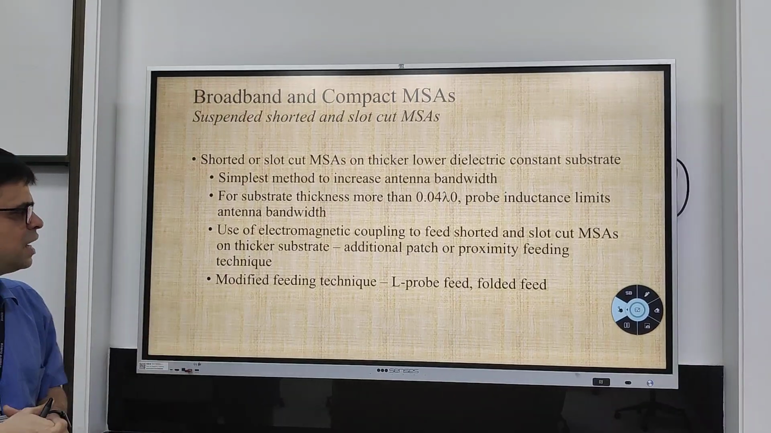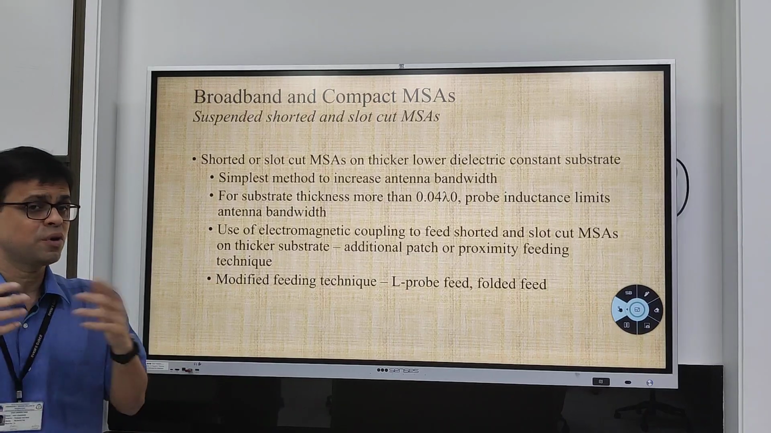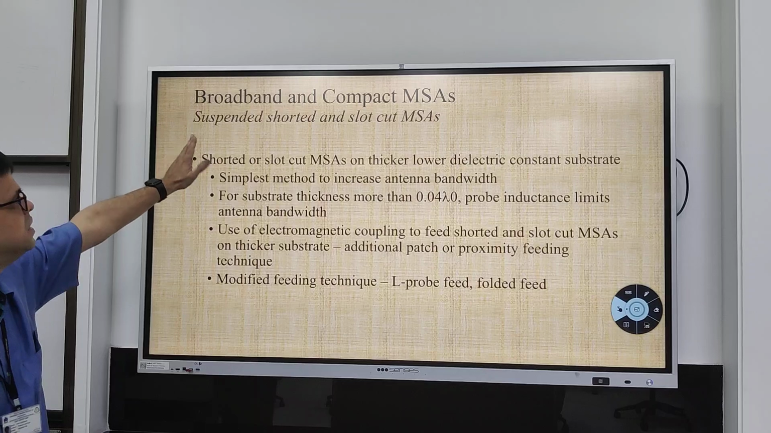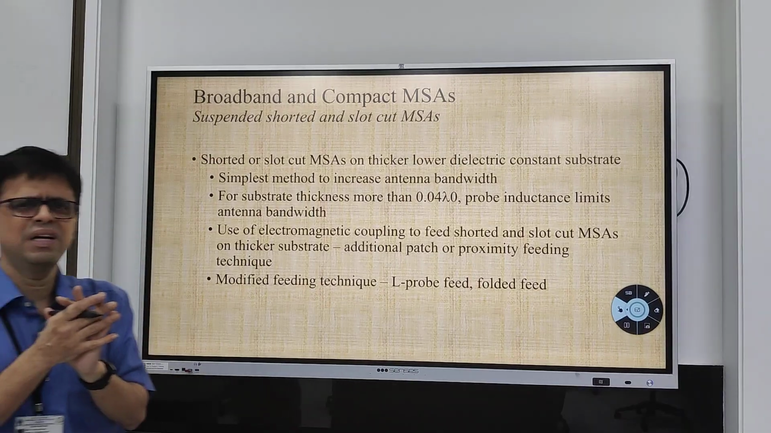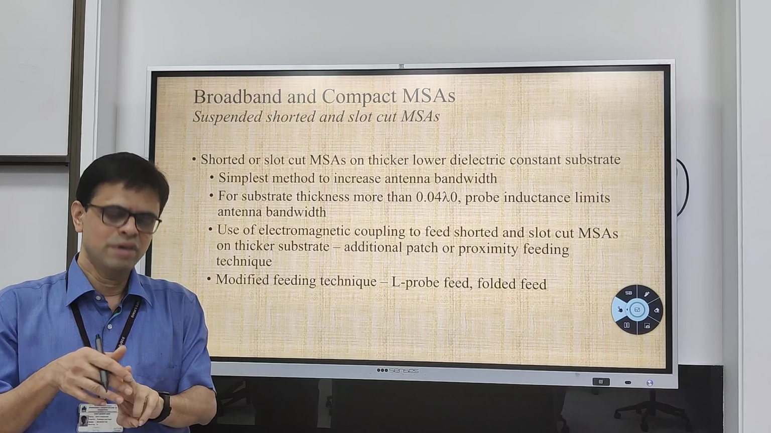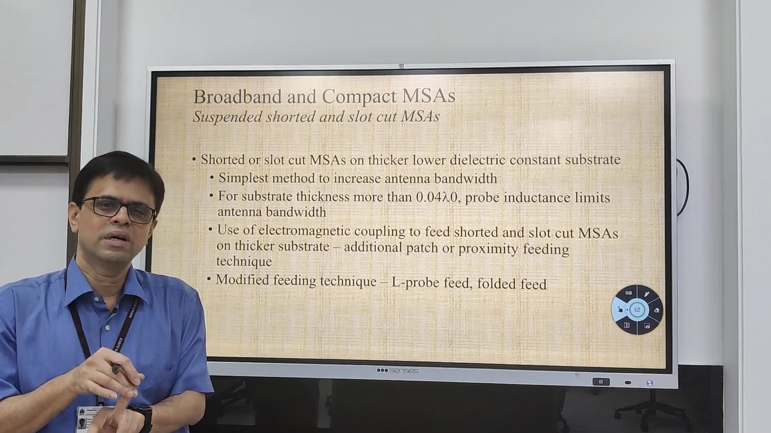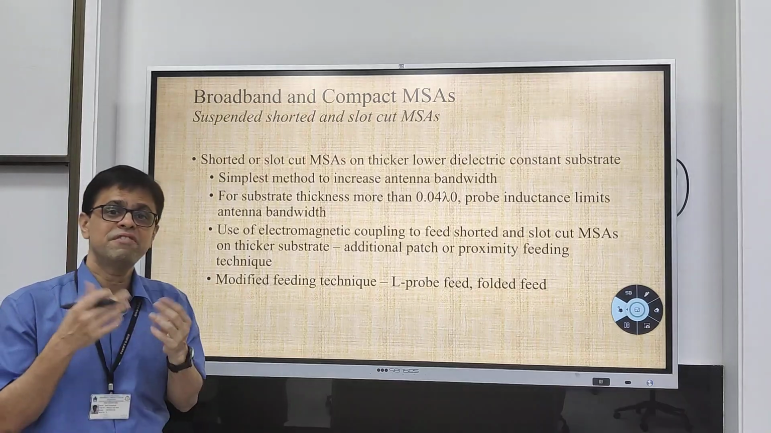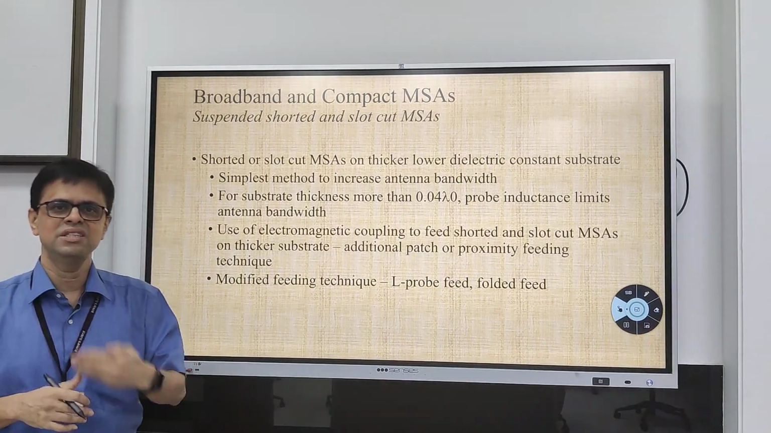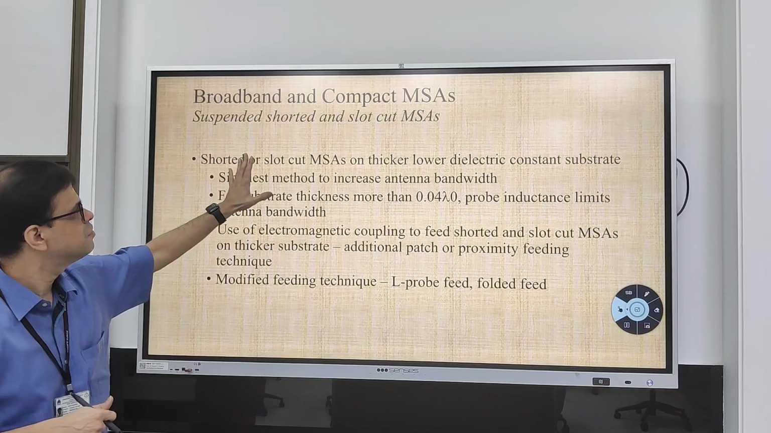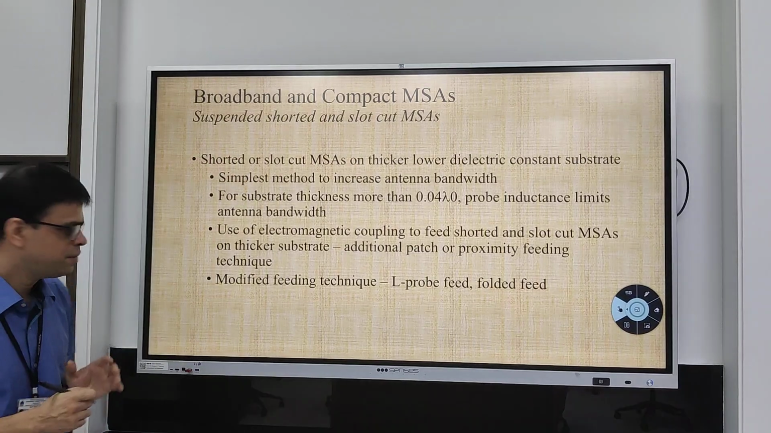Modified feeding techniques like L-probe and folded feed or even proximity feed can be used to increase the MSA bandwidth in these suspended designs. Remember, suspended we are going to use everywhere. We are going to use it in gap coupled design, in slot cut design, as well as in a modified patch shape design. So in general we are going to use it, but we can call this one of the techniques to increase the bandwidth.